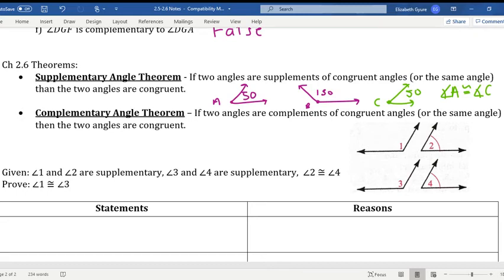Then complementary angle theorem, same idea, just with complements. If 2 angles are complements of congruent angles or the same angle, then the 2 angles are congruent. Okay, because they're all going to have to add up to be 90. So that's why that happens.